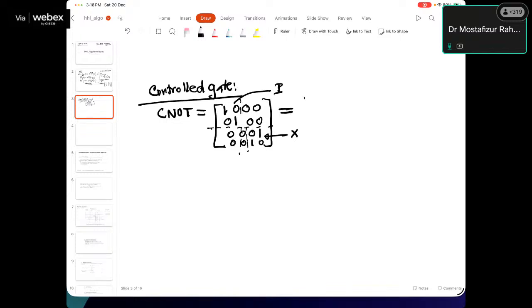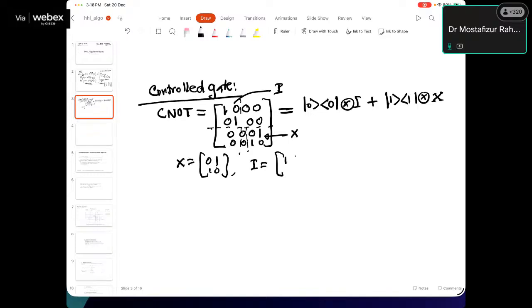So this is also defined as the outer product of the vector 0, 0, tensor product with I, plus outer product of 1, 1, tensor product with X, Pauli X, where X is this 0, 1, 1, 0, and identity matrix is 1, 0, 0, 1. Okay.